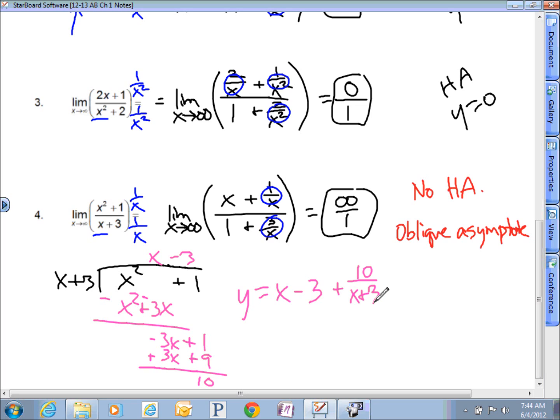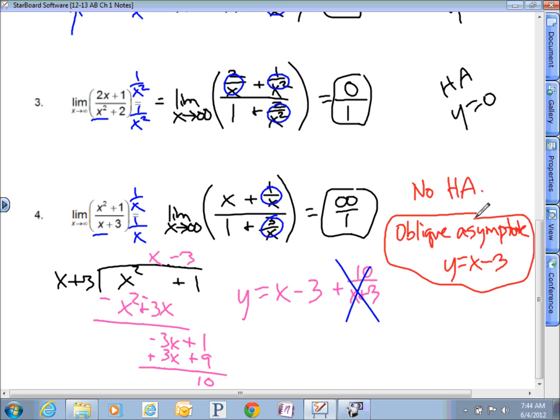We did it the long way. If you want to do synthetic division, you certainly could. It would have saved you a little bit of time probably. But what we do here is we divide and we toss out the remainder, and this is the equation of your oblique asymptote. So this one would have an oblique asymptote at y equals x minus 3.